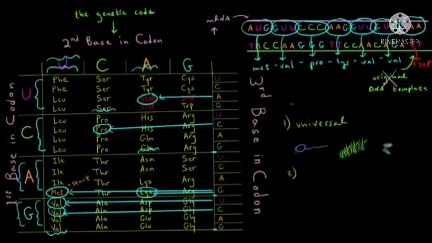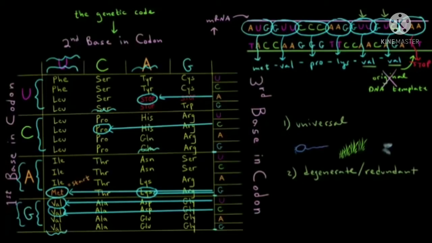The second thing to keep in mind about the genetic code is that it's degenerate, which is just a fancy way of saying redundant. And that means that you can have more than one codon that code for the same amino acid. And we actually had an example of this in our polypeptide chain. We had two codons, GUU and GUC, that are different, but they both code for valine. So that's what we mean when we say that the genetic code is degenerate or redundant.